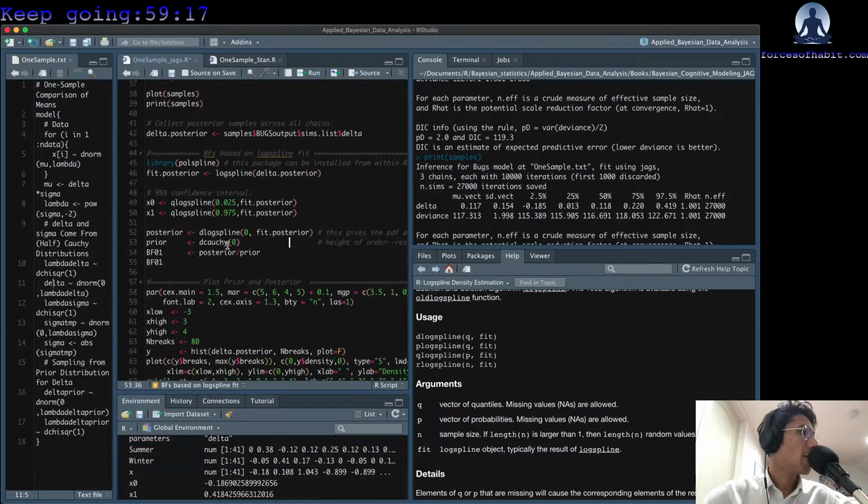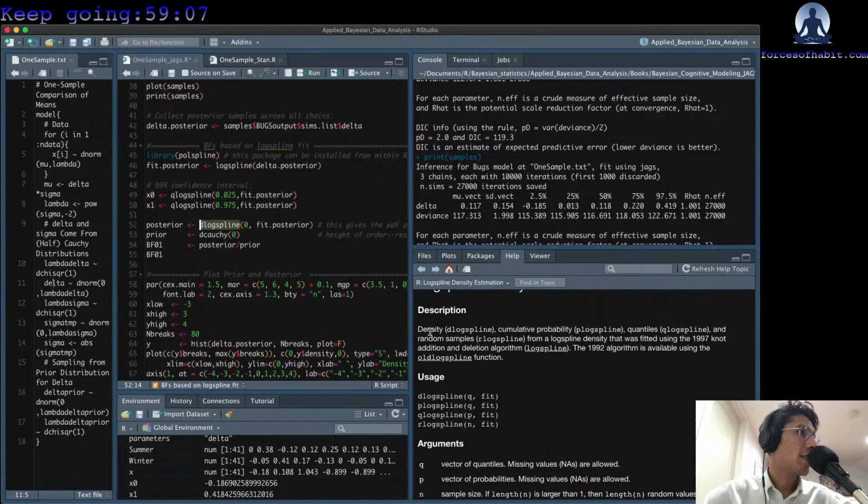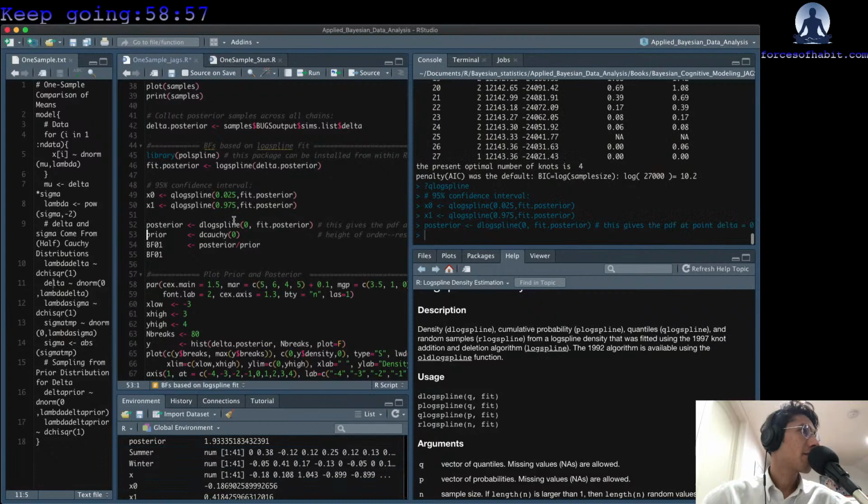And now that we have those intervals, let's see, this gives the PDF of delta at 0. So if we use dlogspline, which is density, give me the density at 0. D Cauchy.